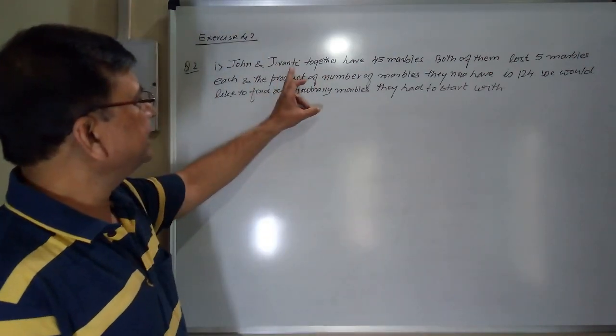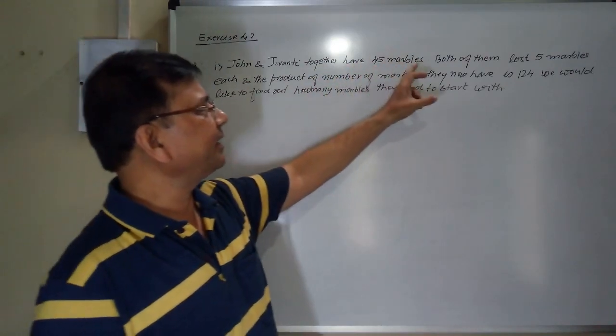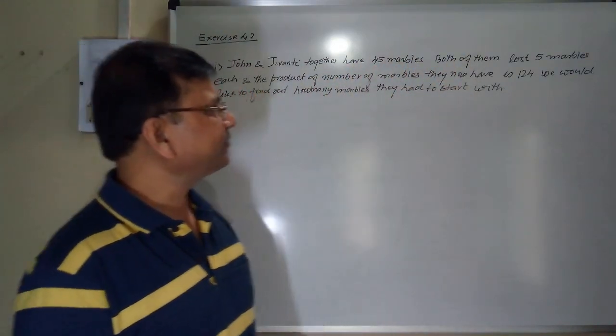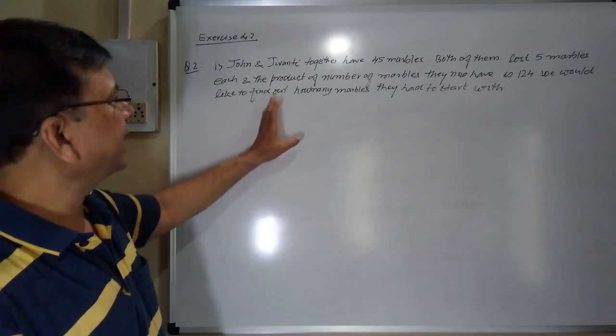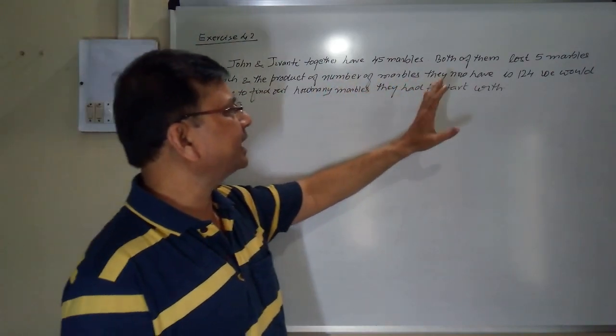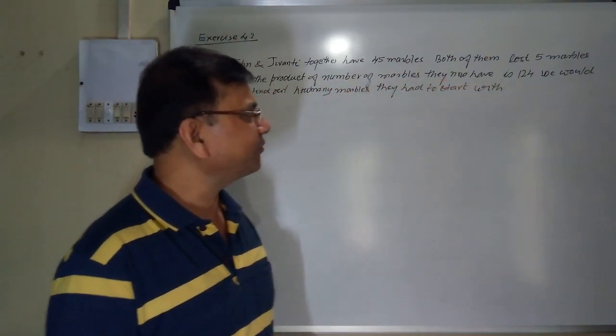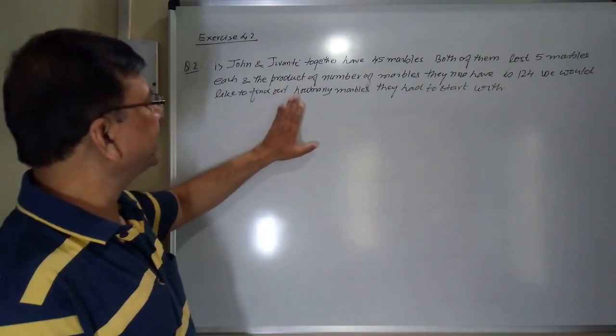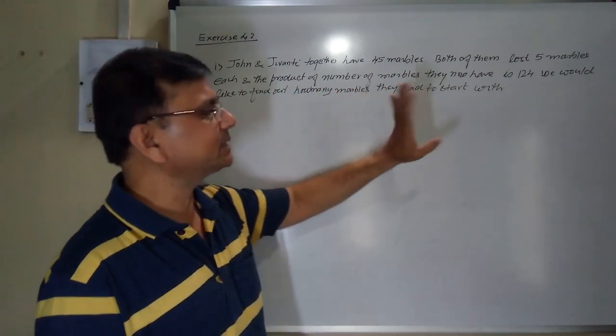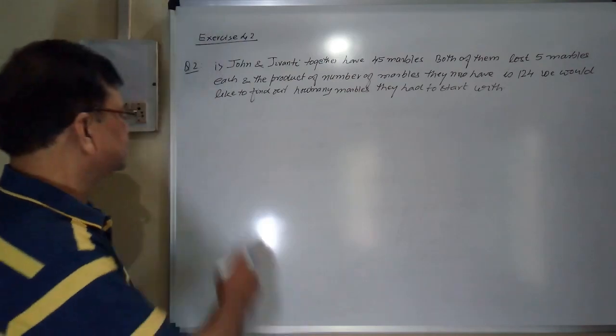See, John and Jivanti together had 45 marbles. Both of them lost 5 marbles each. And the product of the number of marbles they now have is 124. We would like to find how many marbles they had to start with. So, solution.